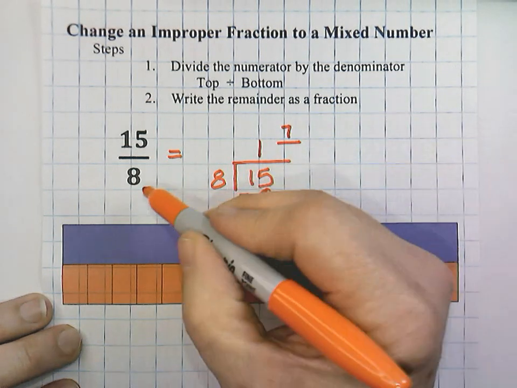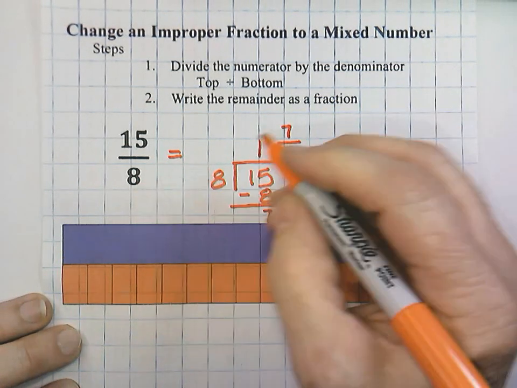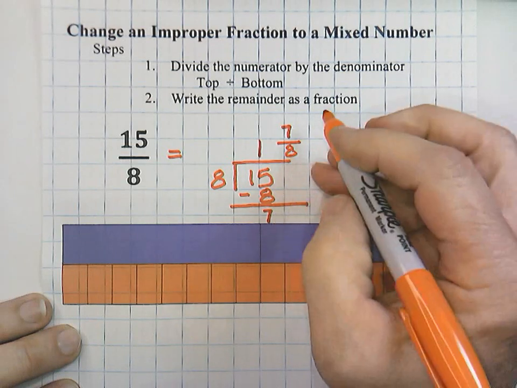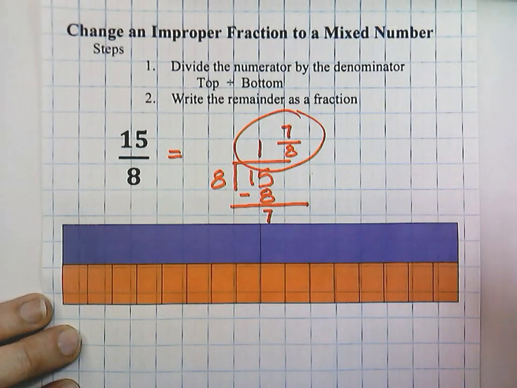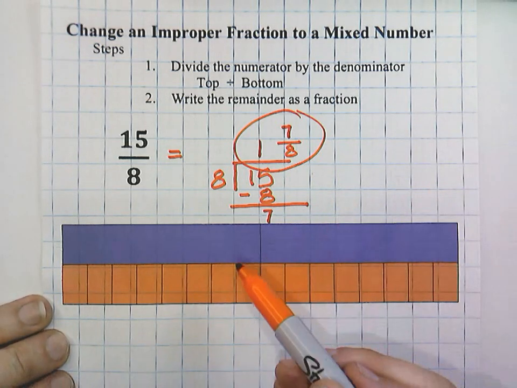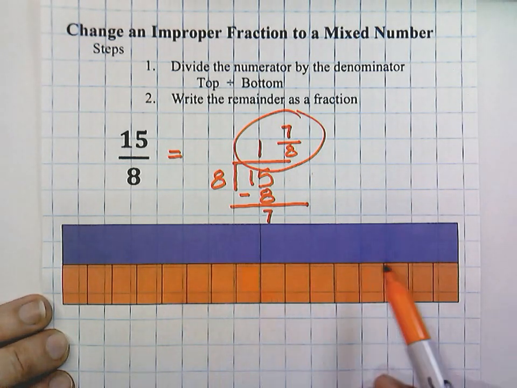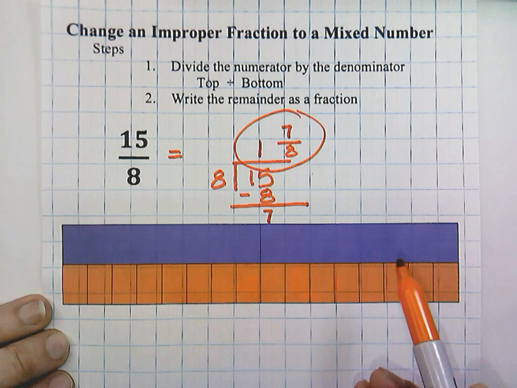So that goes on top, and our bottom number would be our denominator of 8. So our answer would be 1 and 7/8. And I can show you on the model here, instead of circle models, we're just using fraction strips.